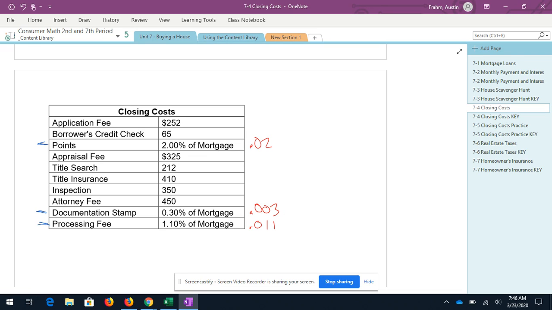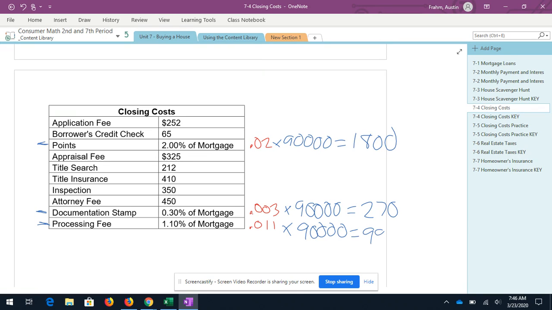So 2% as a decimal is 0.02. Multiply that by the 90,000 because that's the amount of our mortgage for this example, and we get 1,800. Multiply the 0.003 by 90,000, and we get $270. And then we multiply the 0.011 by 90,000, and we get $990. So these are the three answers for step three.